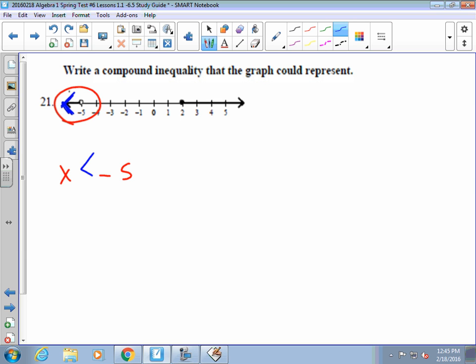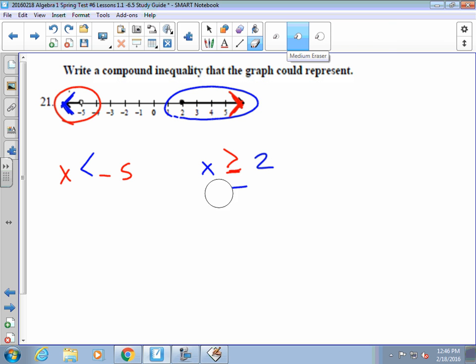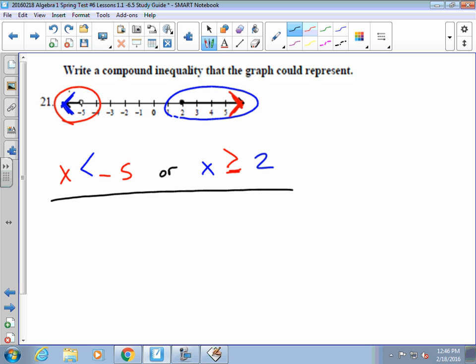The other part here is x and the number 2, again with something in between them. In this case, the x is first. This symbol is going this way, so it's going to do the same. Unlike the other one where it was an open bubble, this one the bubble is colored in. So it'll be greater than or equal to. There is no overlap happening here. Anytime something is going to the right and the other one's going to the left and they do not overlap each other, this is simply an "or" inequality. So here's your compound inequality. X is less than -5 or x is greater than or equal to 2.